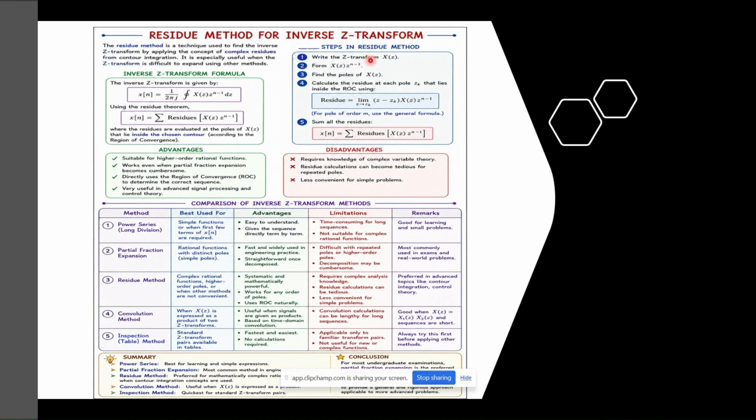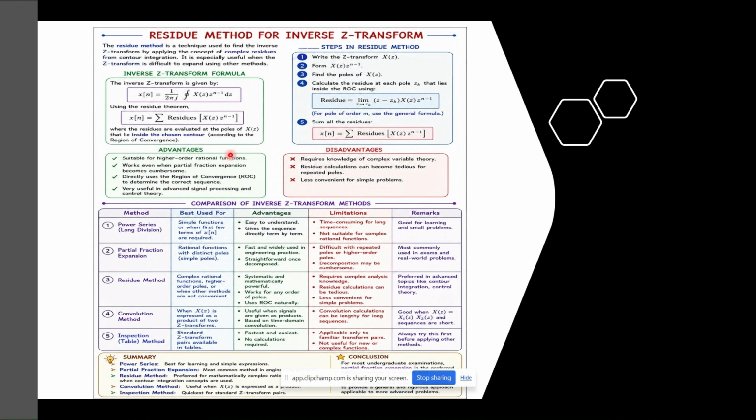The steps followed are, first of all, we have to write X of z into z power n minus 1. Then we have to identify the poles that are available in X of z. We have to find the residue for each and every pole, and take the algebraic sum of the residues of X of z into z power n minus 1.